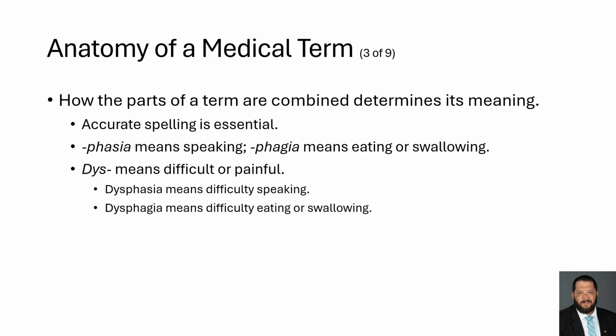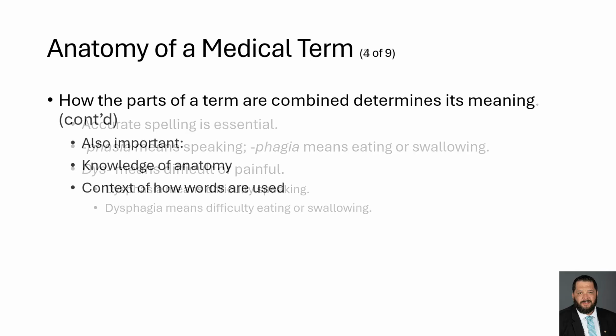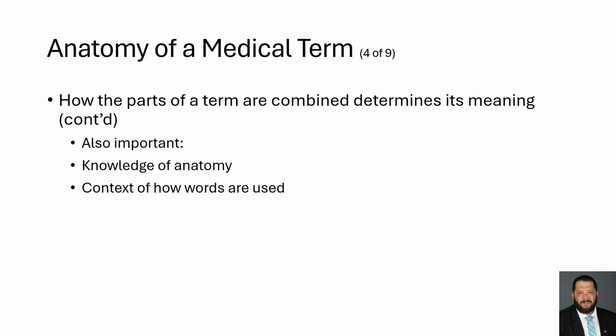Those are very different words, and if we combine them with the prefix dys, which means difficult or painful, dysphasia means difficulty speaking, and dysphagia means difficulty eating or swallowing. So we can see how things would get confusing there if we were to mix these words up. Even if they sound the same, it's important that they're spelled accurately.